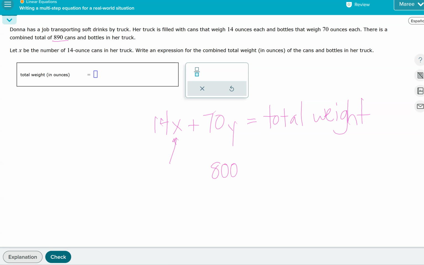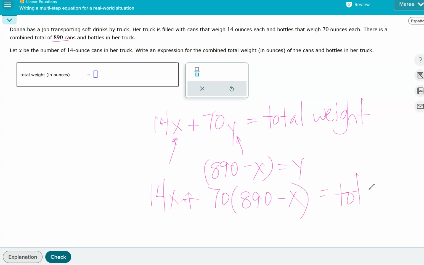Oops, why did I put 800? 890. 890 minus X. That's going to give us what Y is. So now we can plug this in for Y. So we have 14X plus 70 times 890 minus X. And that's going to give us our total weight.